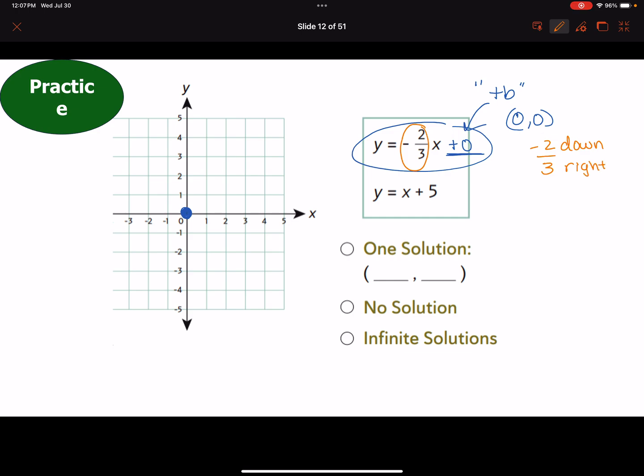So I'm going to go down 1, 2, and then right 1, 2, 3. I can go down 1, 2, right 1, 2, 3. I kind of end up off the graph, right? So we got to reverse it. We got to go the other way. I'm going to go up 1, 2, and then go left 1, 2, 3. Here's my line. This is y equals negative 2/3 x. And I'm going to get rid of these extra lines that I drew to help me graph. Whoops.